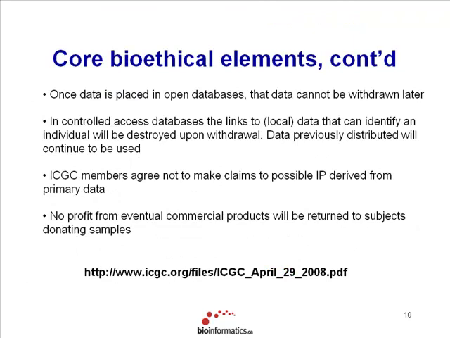And then just to finish off, once data is placed in open databases, the data cannot be withdrawn later. So once it's there, it's available, and you can't just take it back. In controlled access databases, the local data that can identify an individual will be destroyed upon withdrawal, and data previously distributed will continue to be used. ICGC members agree not to make claims to possible intellectual property derived from primary data, and no profit from eventual commercial products will be returned to subjects donating samples. So these are the types of guidelines and rules that are governing the ICGC.